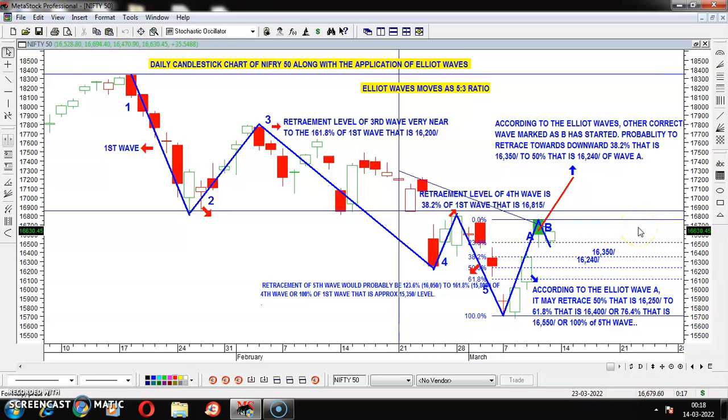This is as far as the technical parameters are concerned. To be very honest, this is purely technical analysis, and I have not explained any kind of fundamental analysis here. But if you see any kind of negative global news, that might drag the Nifty towards the downside, right?